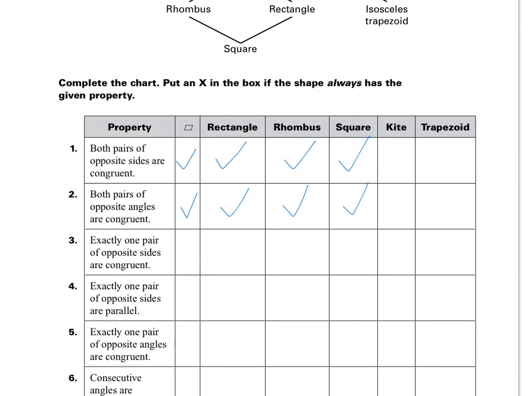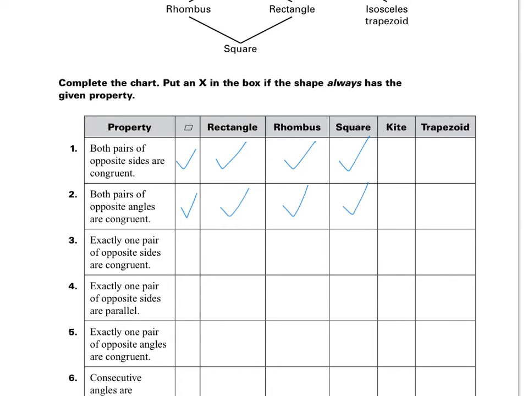Exactly one pair of opposite sides are congruent. So thinking about that, I only have exactly one pair of opposite sides congruent. I don't know that any of them apply. A trapezoid doesn't have opposite sides congruent. If it was an isosceles trapezoid, it has the legs congruent.